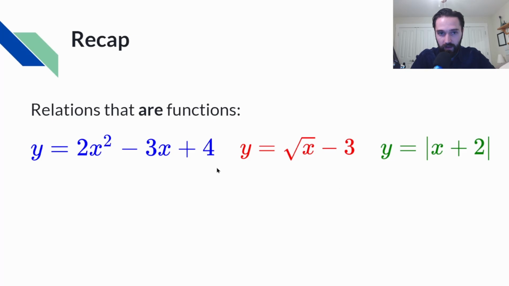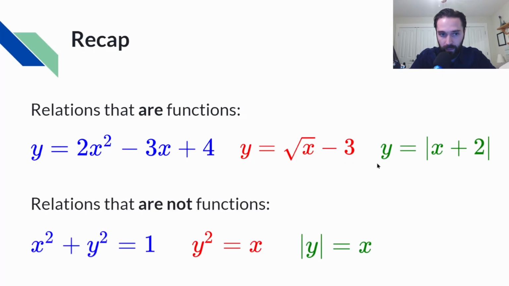These relations are functions. The blue function here, y equals 2x squared minus 3x plus 4, that's a function. That's a parabola, we know what that looks like. And the red and the green functions are here as well. These are all examples of functions. These relations, though, are not functions.